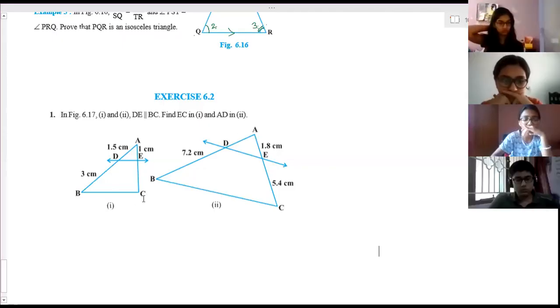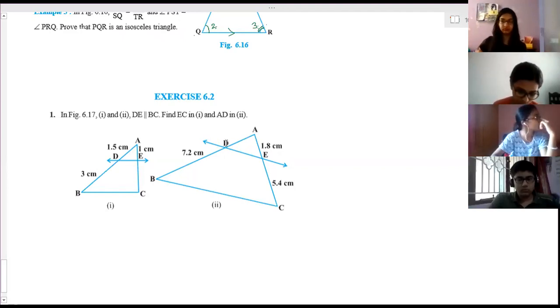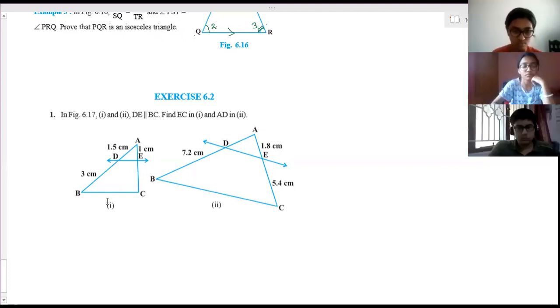DE is parallel to BC. Find EC and AD in the second side. In the first triangle, you have to calculate the EC distance. In the second triangle, you have to calculate the AD distance. So here, in both cases, they have given that DE is parallel to BC.